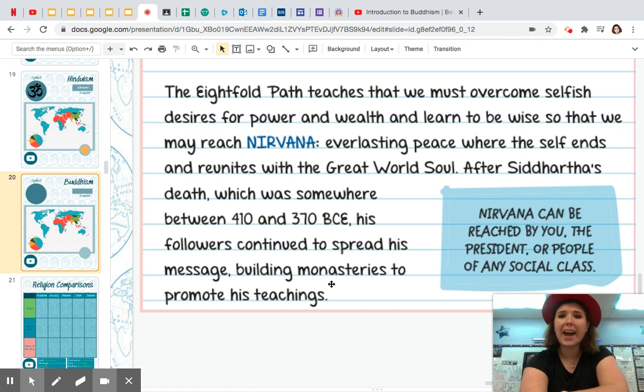The Eightfold Path teaches that we must overcome selfish desires for power and wealth and learn to be wise so that we may reach nirvana, everlasting peace where the self ends and reunites with the great world soul. That's where nirvana is. After Siddhartha's death, somewhere between 410 and 360 BCE, his followers continued to spread his message, building monasteries to promote his teaching.